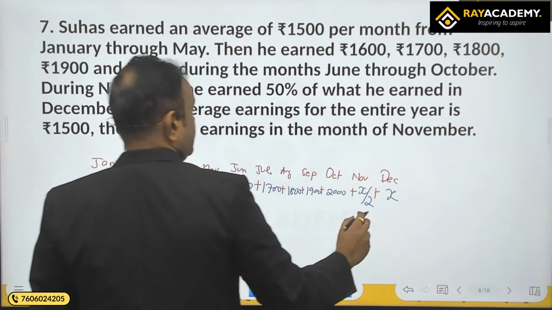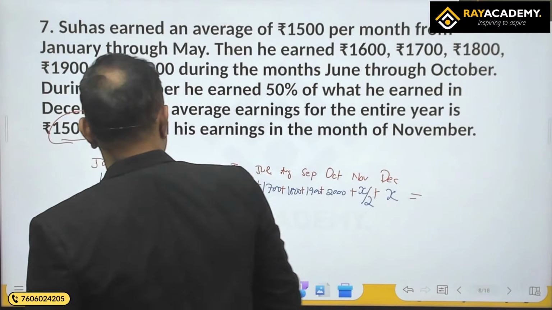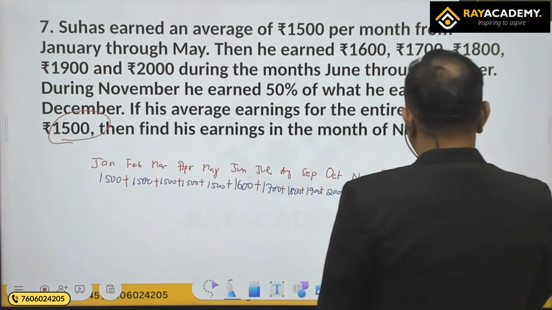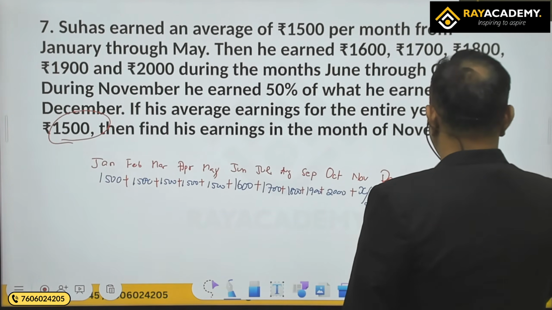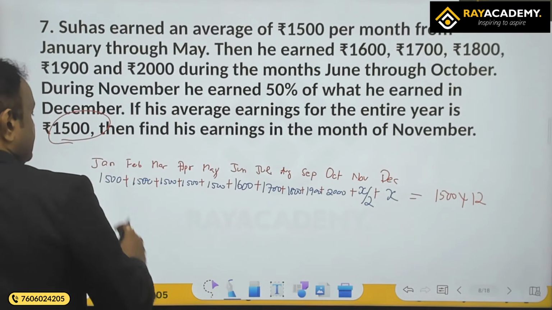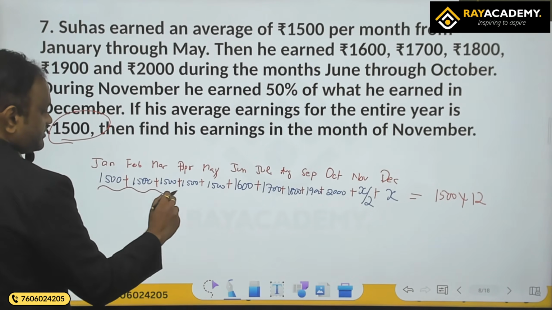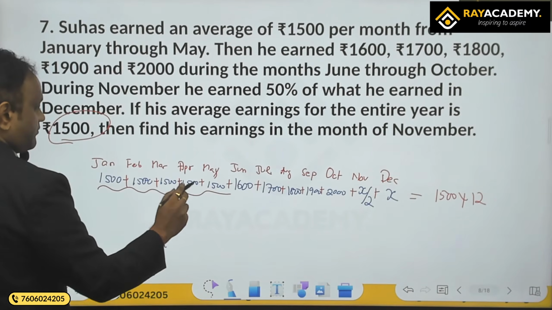This should be the average, as per the question. Average 1500. So I can say this is 1500 into 12 months, 1500 into 12. So this total should be 1500. Let me calculate. How many are there? 1 2 3 4 5, sorry, 5.